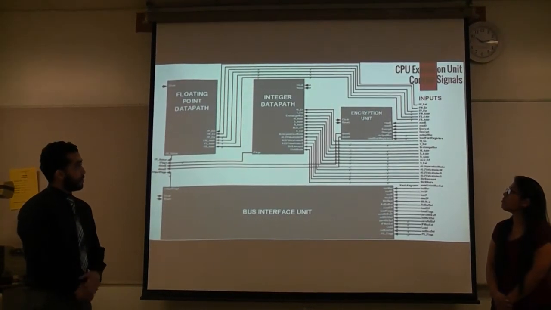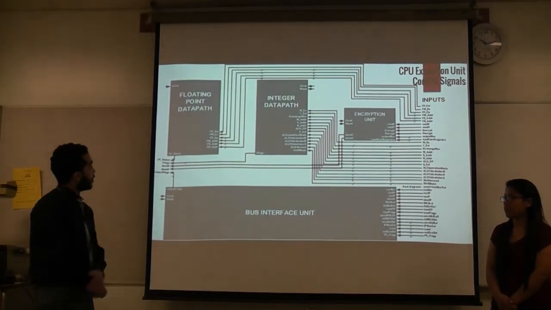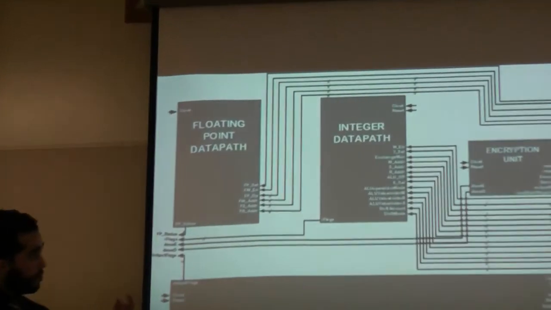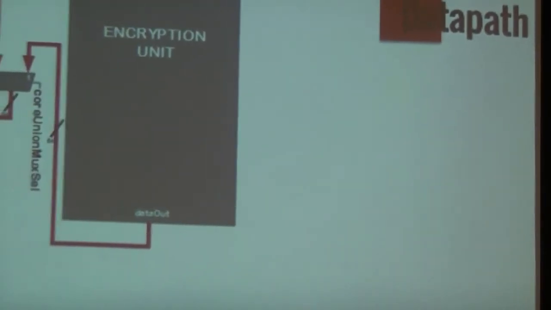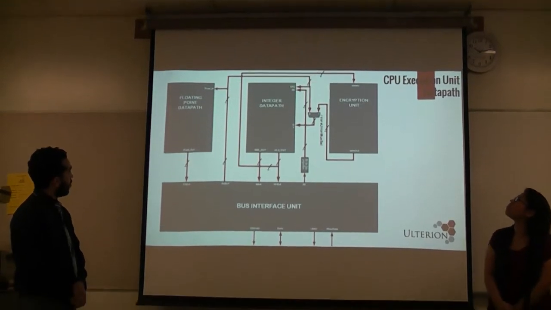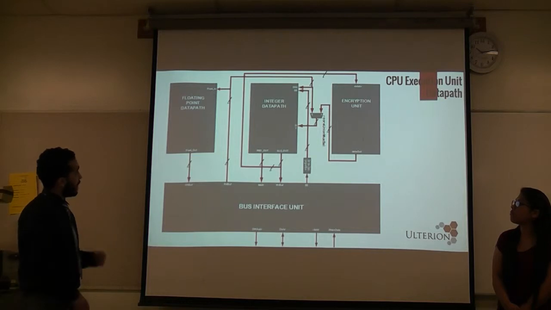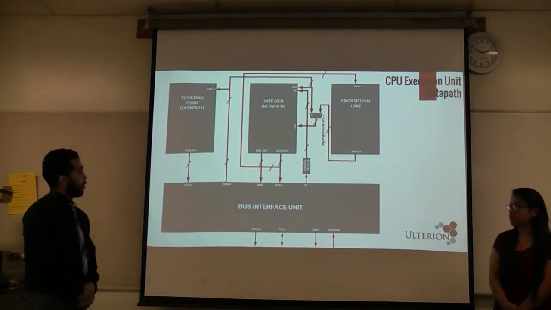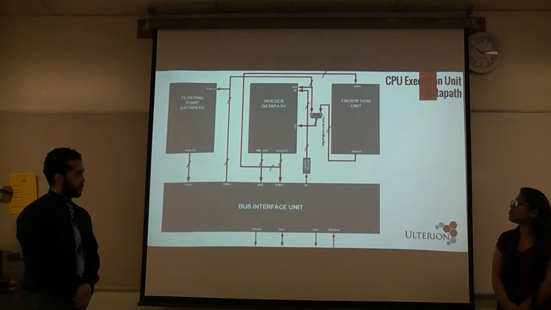Now we're inside the execution unit. On this diagram, we only have control signals because there are so many that we couldn't fit the data path. We have the floating point unit, the integer data path, the encryption unit, and the bus interface. Now this is the data path for all modules. We have the floating point data path, which connects to the BIU. We have the integer data path, which connects to the BIU and also communicates with the encryption unit. We have the encryption unit that only communicates with the integer data path. And we have the bus interface that communicates with the memory outside and all the modules inside, except the encryption unit.